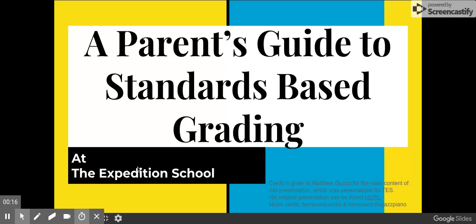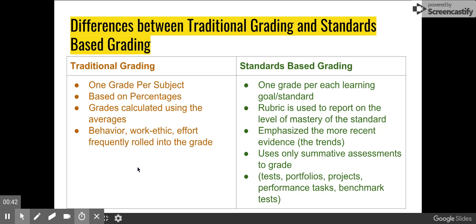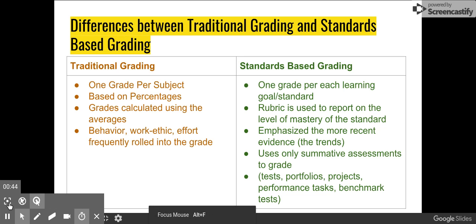Let's take a look at how standards-based grading works and how it's different from grading you may have experienced in your past. There are some fundamental differences between a traditional grading system and a standards-based grading system. In years past, your child may have come home with a grade in a single subject, such as math. Well, in standards-based grading, what we're going to do is give each major standard a score or grade, scaled from E to N.